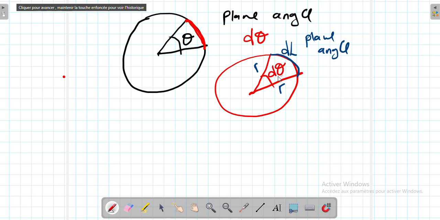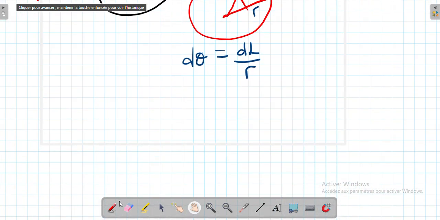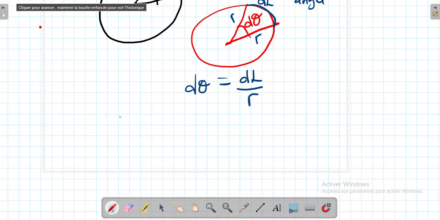Now the question is, what is the relationship between this elementary angle d theta and dl, the portion of the circumference, the arc length? So it's d theta equals dl over r. This is the relationship between d theta and dl. Therefore dl, the elementary arc length, is equal to r d theta.